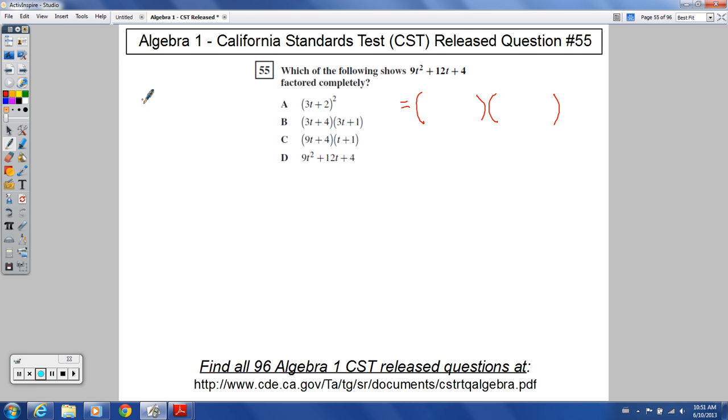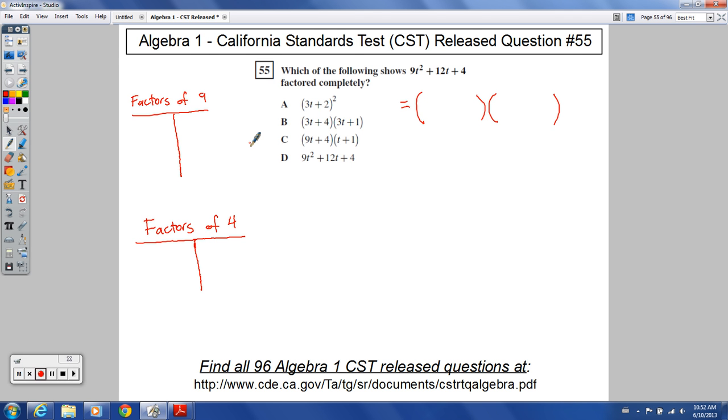So what we really need to think of is, what are the factors of 9? What are the possible ways you can factor out 9, the first coefficient, and what are the factors of 4, the last coefficient? And so we're going to try different combinations here and see which one works.